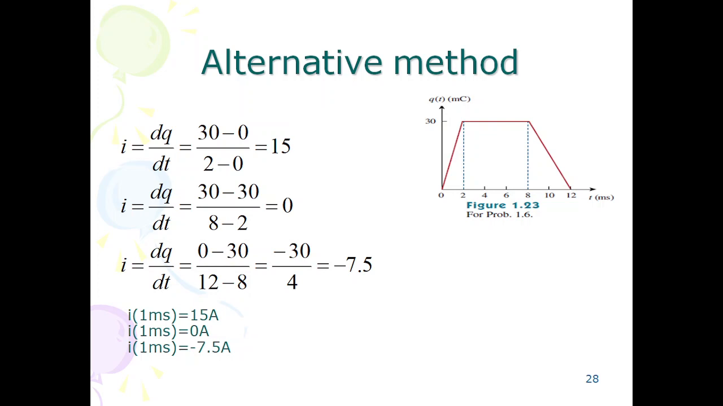Now we have to find out the current at 1 millisecond, then at 6 millisecond, then at 10 millisecond. Here is a typo mistake. The answer is 15 ampere, 0 ampere and minus 7.5 ampere.